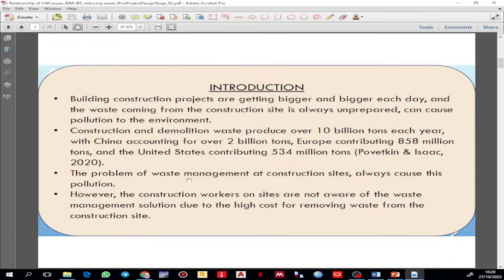The problem of waste management at construction sites always causes this pollution. However, the construction workers on site are not aware of the waste management solution due to the high cost of removing waste from the construction site.